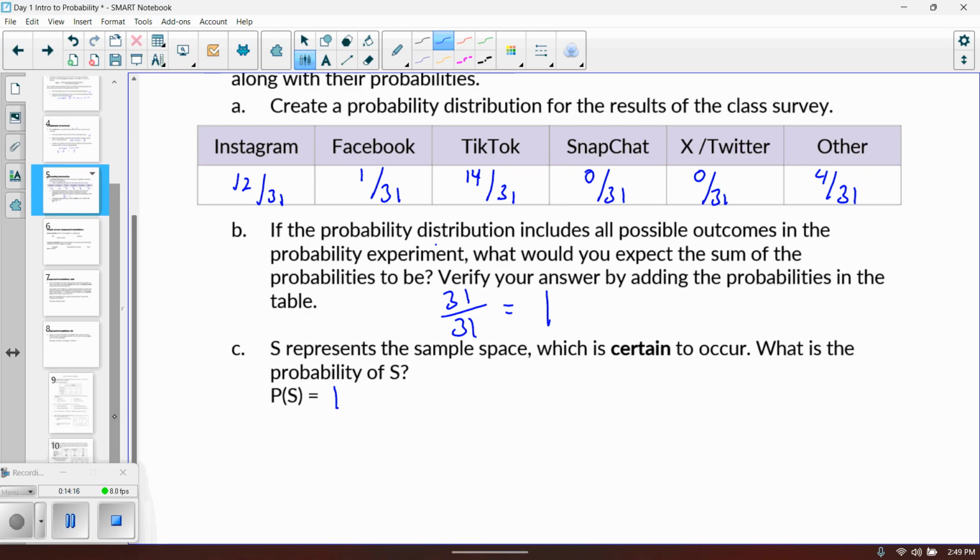And if you're thinking ahead, all the other probabilities that are inside there have to add up to 1. So all of those numbers are going to be something in between 0 and 1, because the probability of getting Snapchat or Twitter was 0. Okay, we had 0 people that said that. So that probability is 0. But all the other ones have to add up to equal 1.